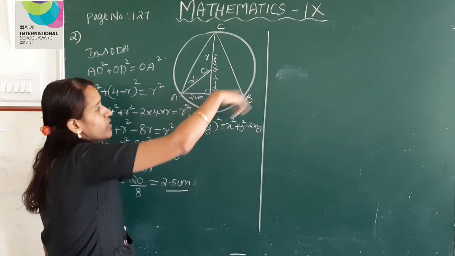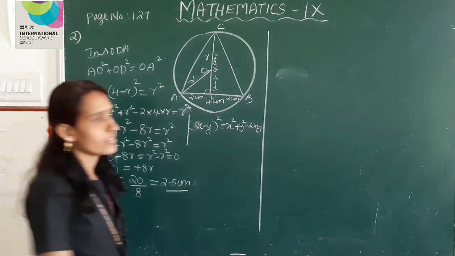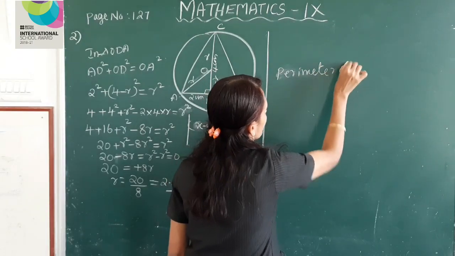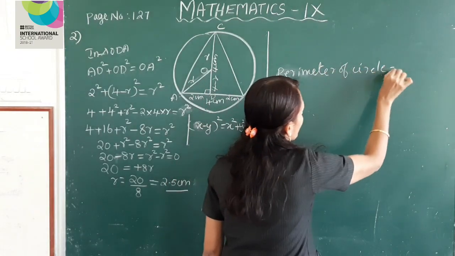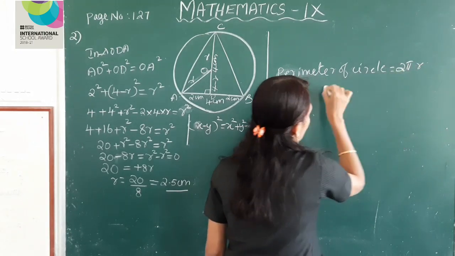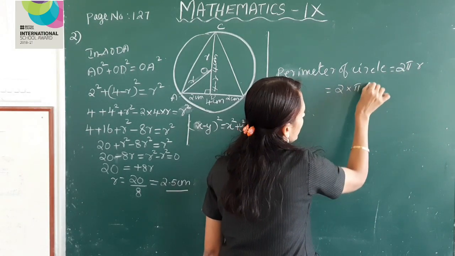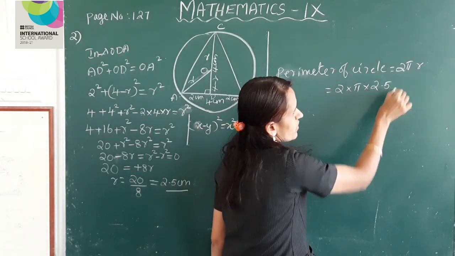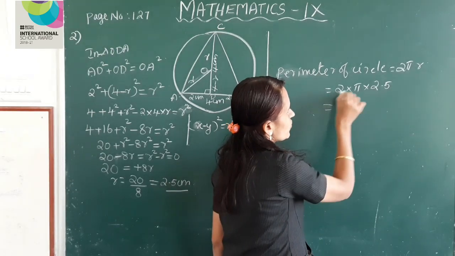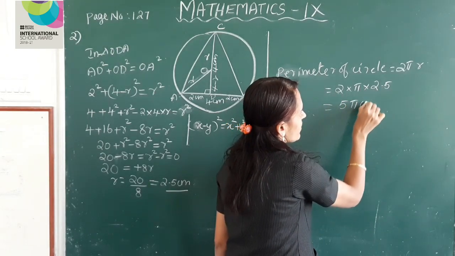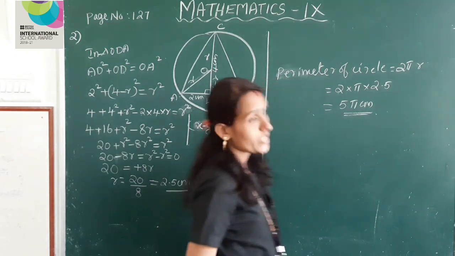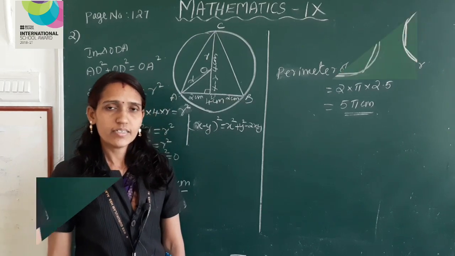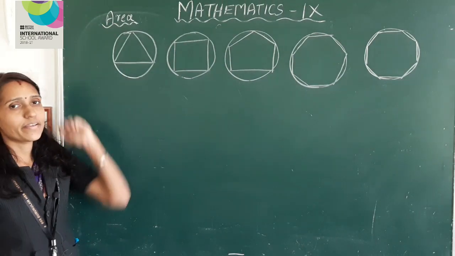That is, the radius of this circle is 2.5 centimeter. Next, the perimeter of the circle is equal to 2 pi r. This is equal to 2 into pi into 2.5 centimeter. This is equal to 2 into 2.5, 5 pi centimeter. So the perimeter of this circle is 5 pi centimeter. Clear, children? Next topic is area.